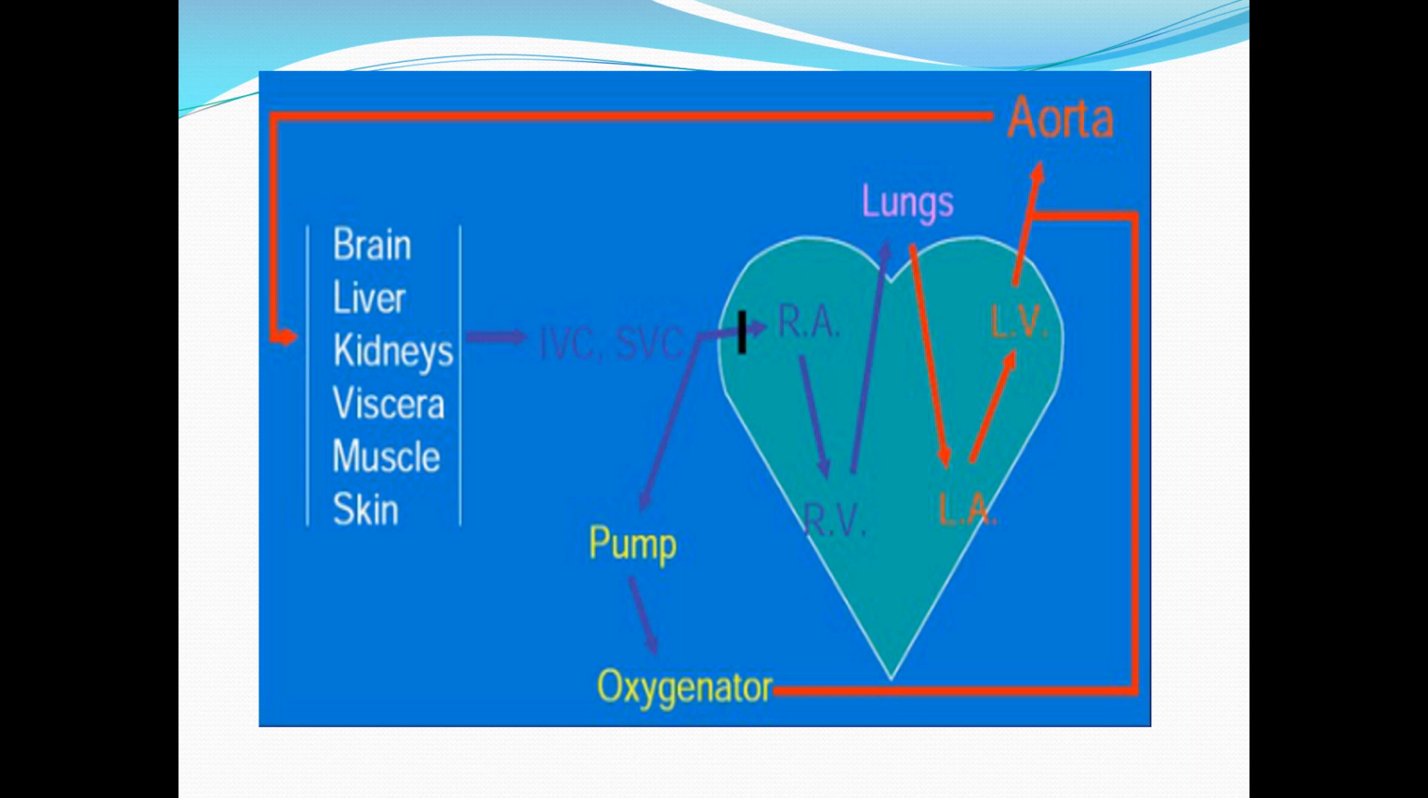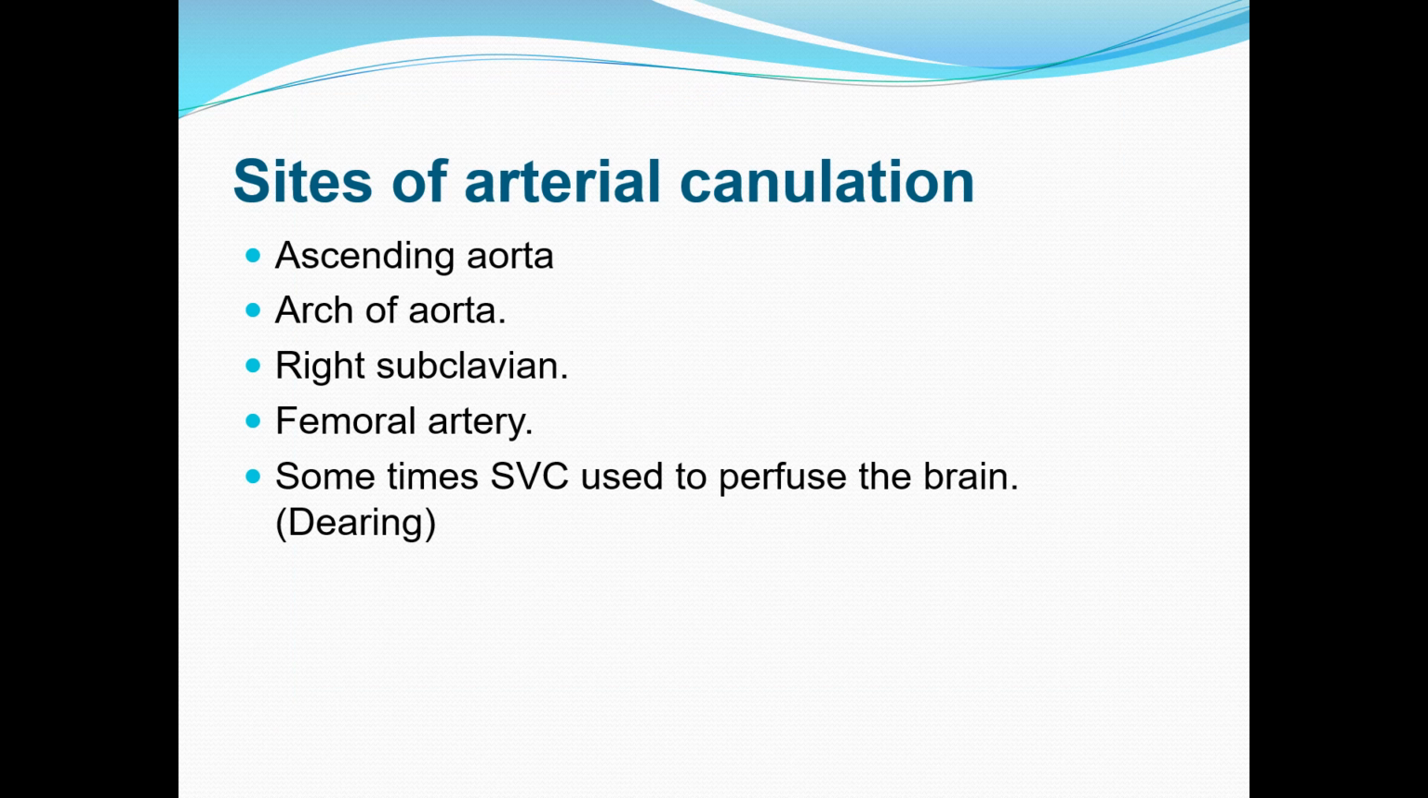This is the right side of the heart. This is the left side of the heart. This is the aorta. This is the SVC, and IVC blood will come into the pump oxygenator, and this oxygenated blood will be returned to the human body through the aorta by cannula. So the sites of arterial cannulation may be the ascending aorta, arch of the aorta, right subclavian artery, or femoral artery. Sometimes the SVC can be used to perfuse the brain, and sometimes for de-airing.